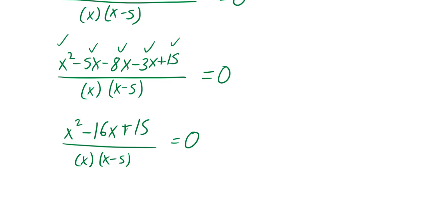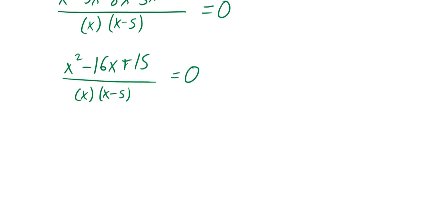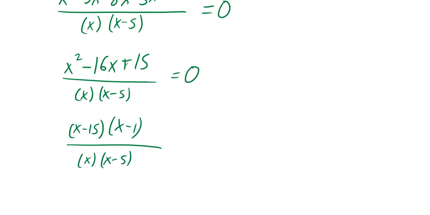Possibly something cancels here. I have a numerator that comes out to x minus 15 times x minus 1. I saw I was going to factor, so I decided I should factor to see if anything cancels. Nothing does, so I'm done adding and subtracting.